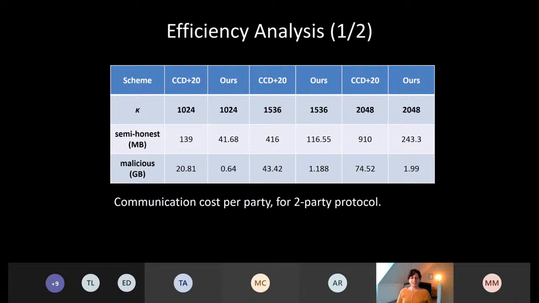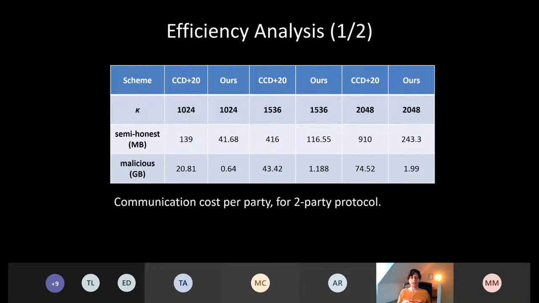So let me get into the efficiency analysis of our protocol. We tried to estimate the communication cost, and we did it for a two-party execution and a 16-party execution for different sizes of primes, where kappa is 1,024 bits, 1,536, or 2,048. This was just to follow the same example as the work of Chen and others, so that we have a clear comparison. As you can see, for two-party semi-honest execution of our protocol, we have about 41 megabytes communication cost per party for 1,024-bit primes, and up to 243 megabytes for 2,048-bit primes.